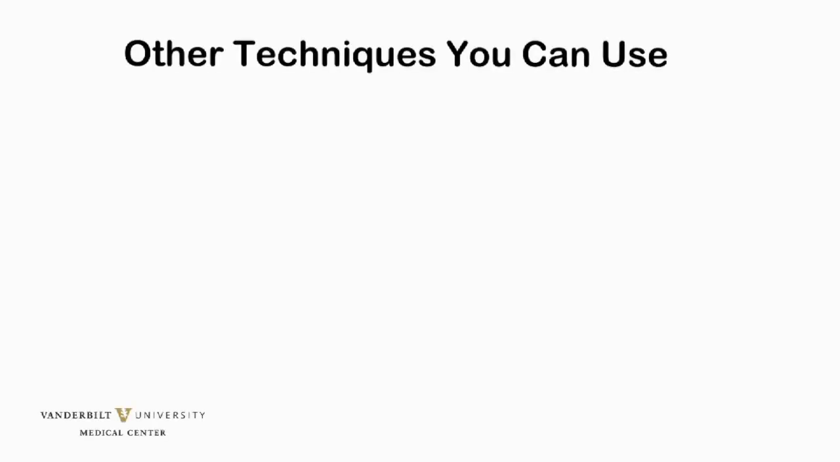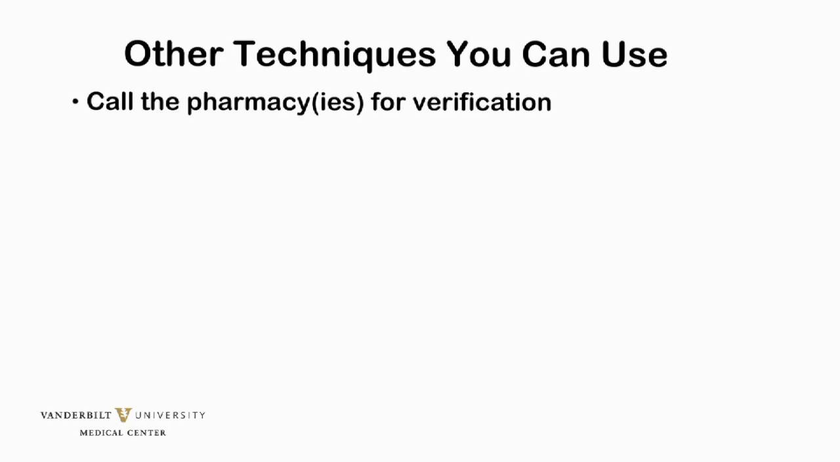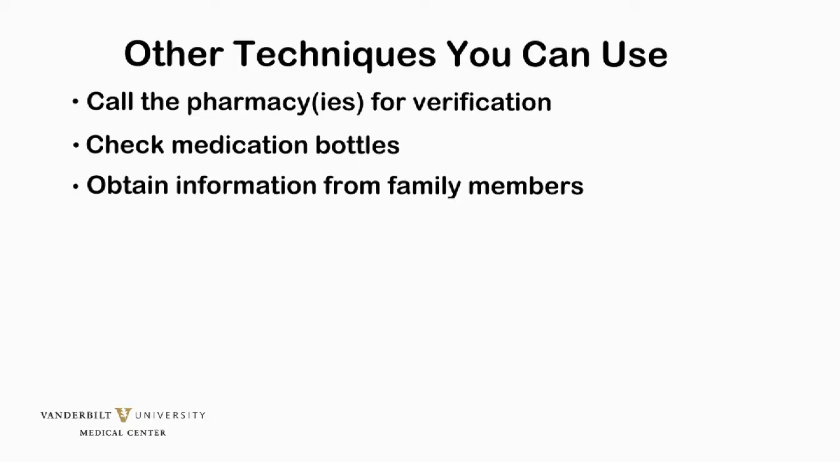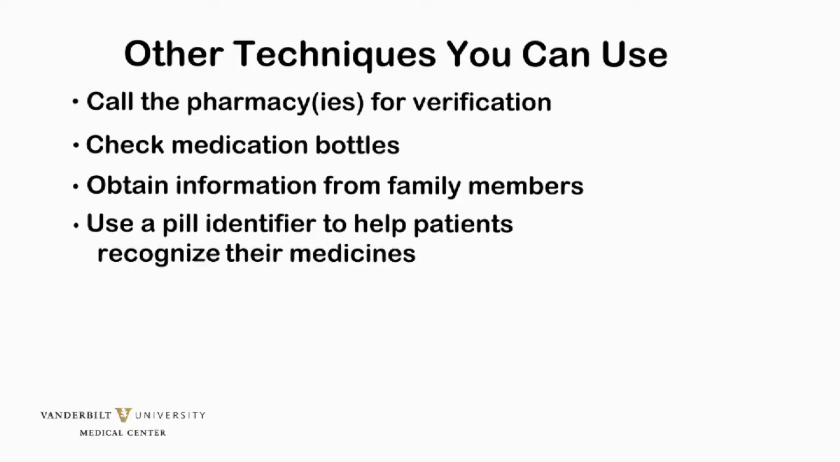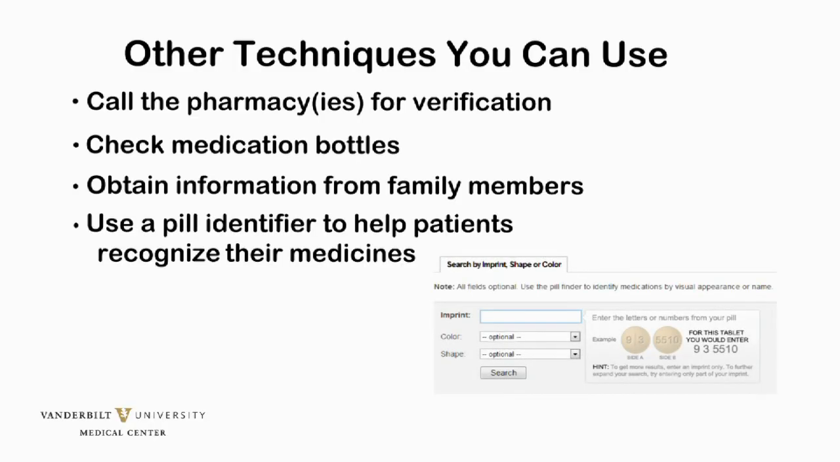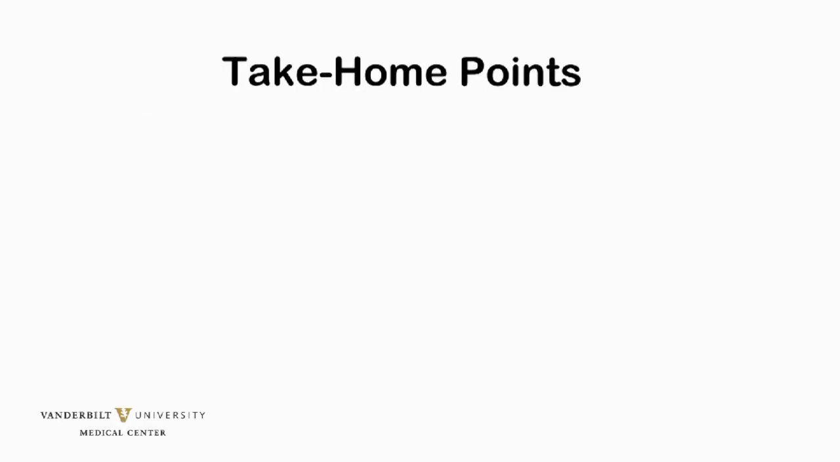Several other techniques not shown in these videos can increase the accuracy of the medication history. You can call the patient's pharmacy or pharmacies, perform a brown bag review of the patient's medication bottles, or obtain information from family members. Pill identifiers, like the one available on drugs.com, can be helpful for patients who know the appearance but not the name of their medications, or who bring in their pills but have removed them from the bottles. Let's review some take-home points.